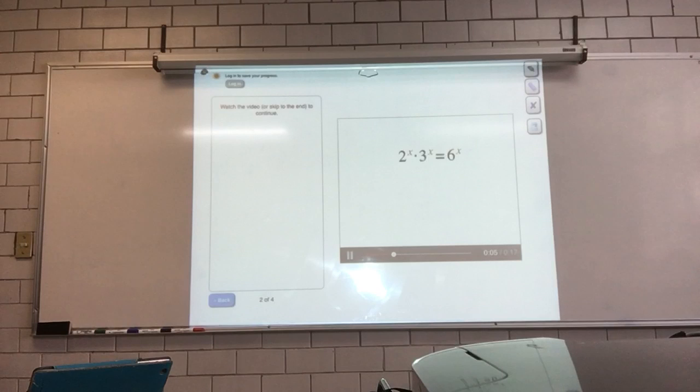Next question. Let's replace the 2 and the 3 with variables a and b. Using what you just saw when multiplying 2 to the x and 3 to the x, what is the product of a to the x and b to the x?